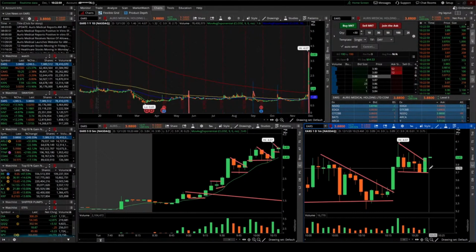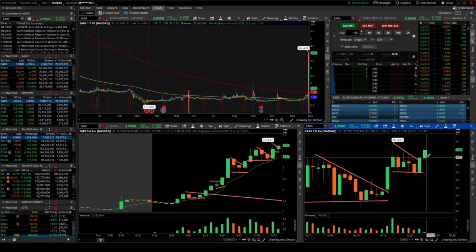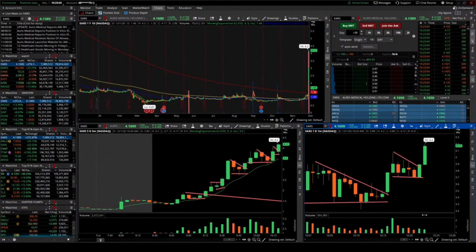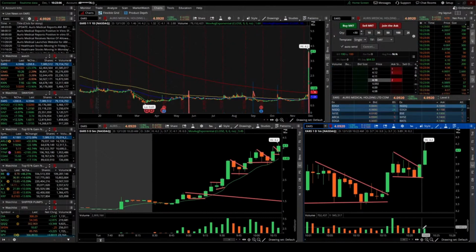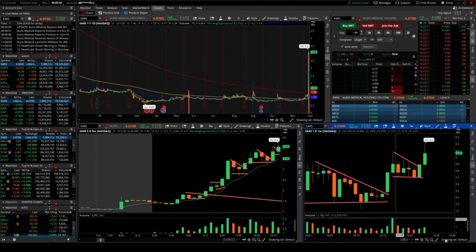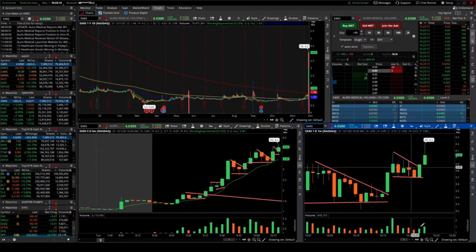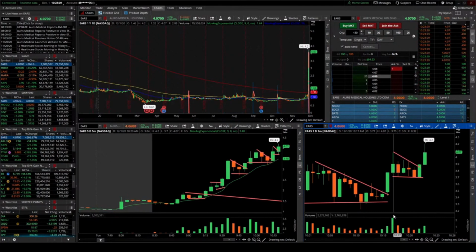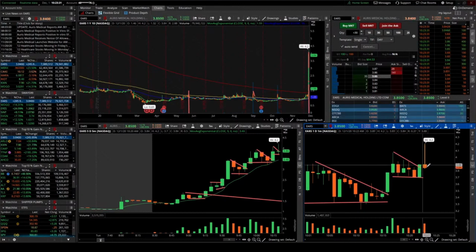Let's see if we get another triangle pop out of this. Oh, now it just opened up out of the triangle. Look at that. Boom. Look how easy that is. Look at that. Increase in volume. Pop straight up out of that triangle. Another one. Consolidation, increasing volume, pop. So use the volume bars to kind of tell where the volume's increasing. Use the level 2 to see if the buyers are overweighing the sellers.